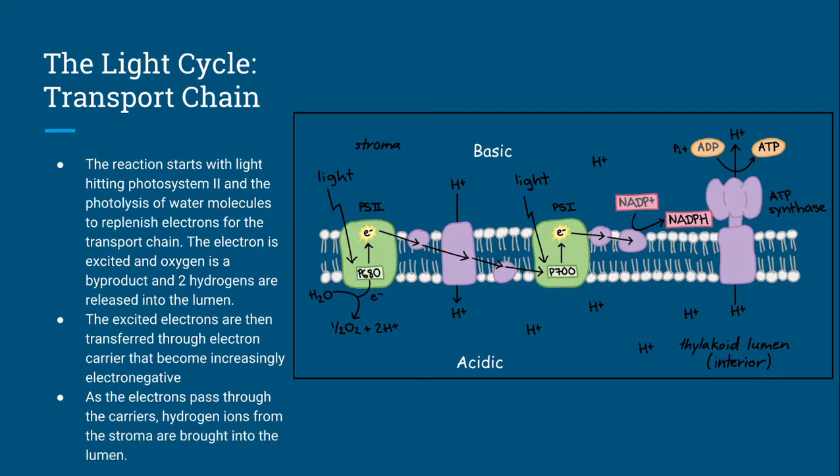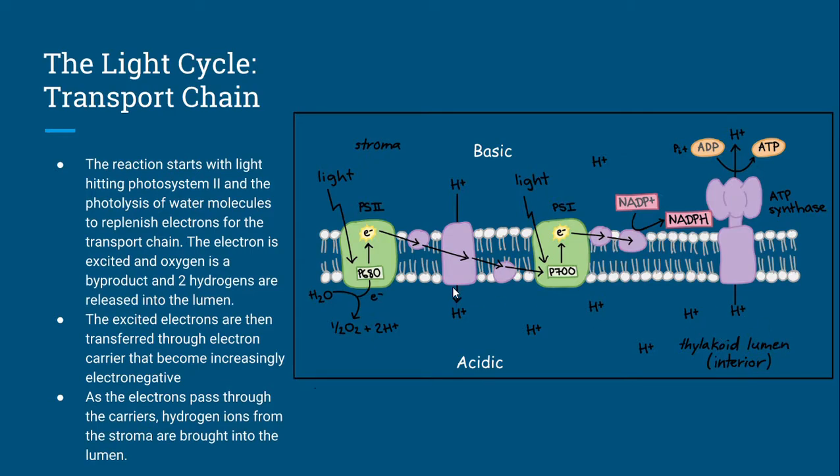So the reaction starts with light hitting photosystem 2, and the reason it's not called photosystem 1 is because this photosystem was discovered first and we called it photosystem 1. So photosystem 2 helps in the photolysis of water, or splitting of a water molecule, to help replenish electrons for a transport chain. The electron is excited and oxygen is a byproduct, which is the oxygen animals and humans breathe, and 2 hydrogens are released into the thylakoid lumen.